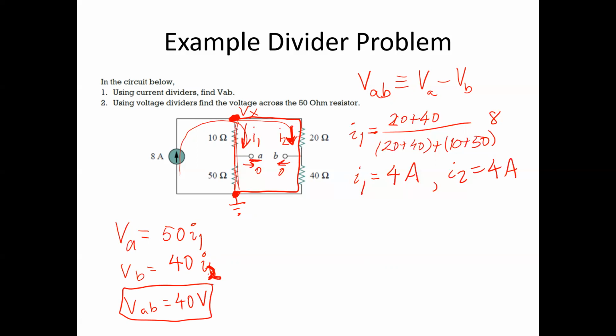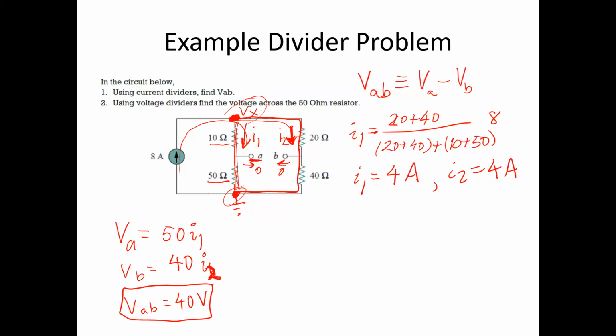Now, how do we find the voltage across this 50 ohm resistor using dividers? Again, you have to recognize the series combinations. So the question that you must ask yourself is, what resistor is in series with the 50 ohm resistor? In this case, it's going to be the 10 ohm resistor. Then the second question is, what are the nodes at the endpoints of the series combination? Answer, one node is Vx, the other node is ground. So the voltage that's being divided is voltage Vx.